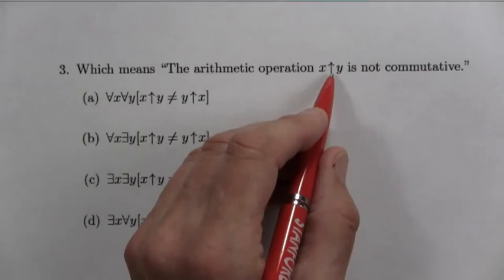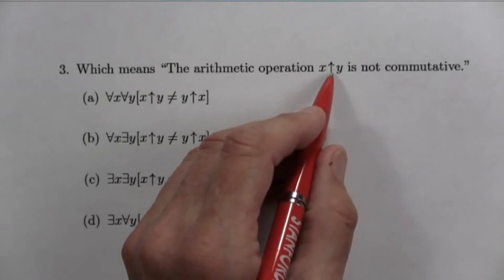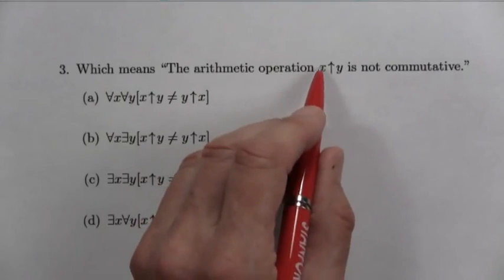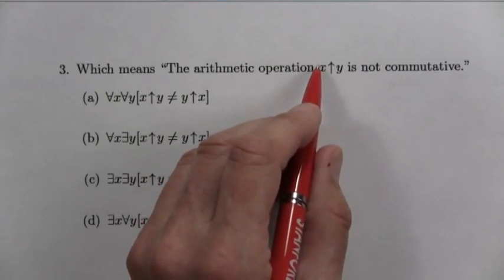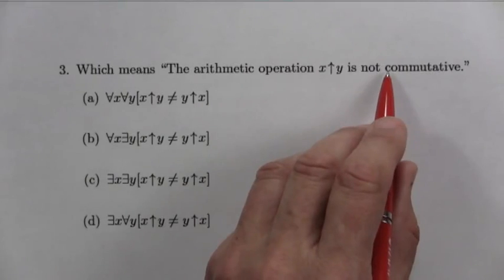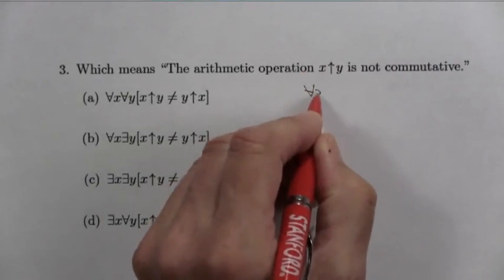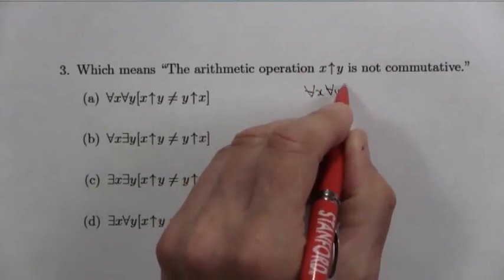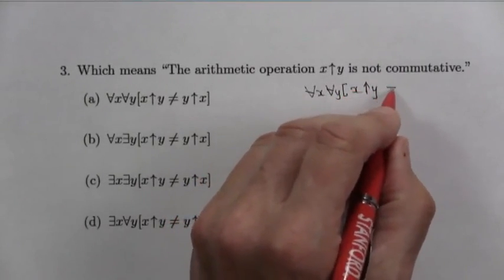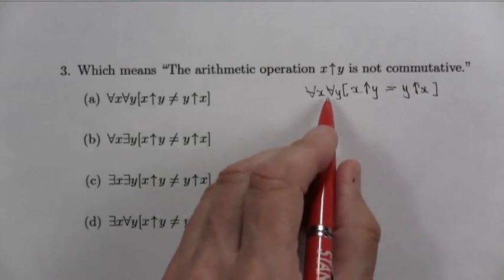Well, the symbol in this operation is one that you'll occasionally see used in computer science, and you'll even occasionally see it used in mathematics, but I'm not taking it to mean anything in particular. I'm just saying there's some operation, we don't know what it is, it could be addition, multiplication, who knows. We're simply trying to capture the fact that it's not commutative. Well, to show that it is commutative, you would have for all x, for all y, x arrow y equals y arrow x. That would say that it is commutative.